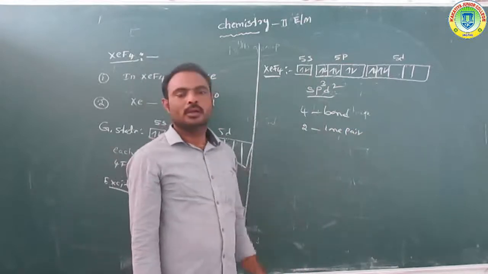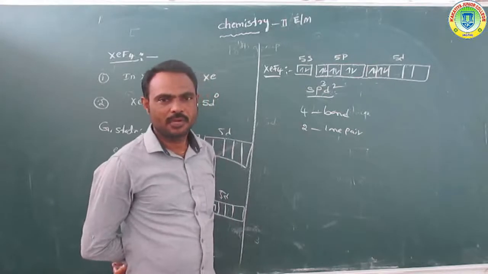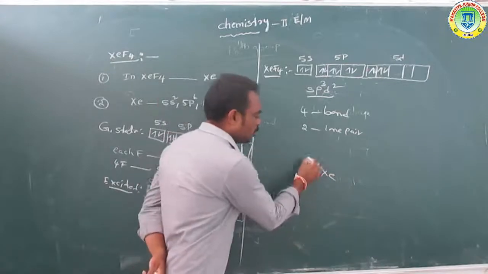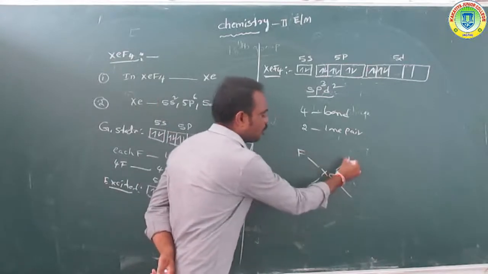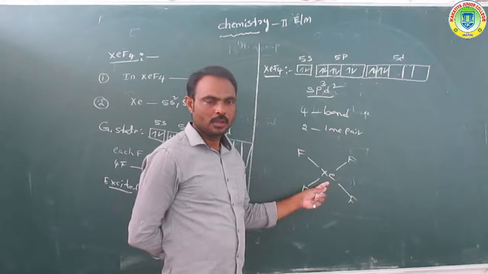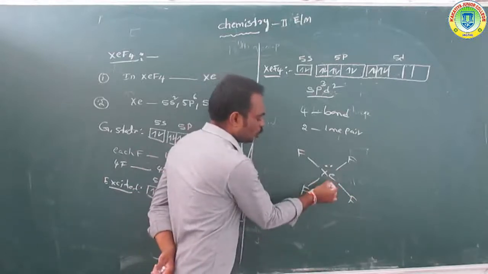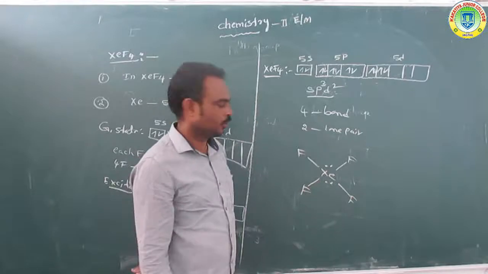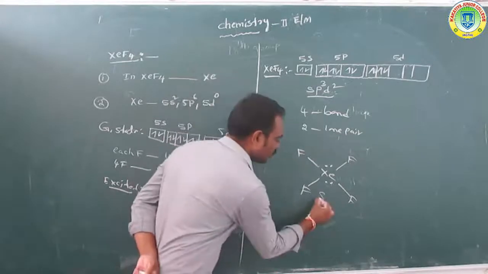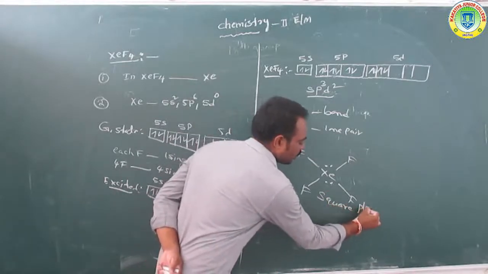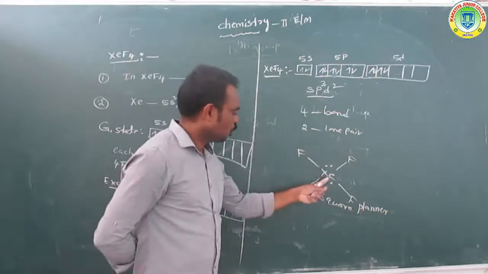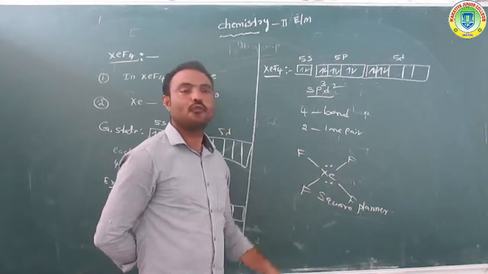Okay, so what is the structure of XeF4? Here the central atom is xenon, and the 4 fluorines are attached at the 4 corners of the xenon. It contains 2 lone pairs and 4 bond pairs. It is a square planar structure, or square planar shape.